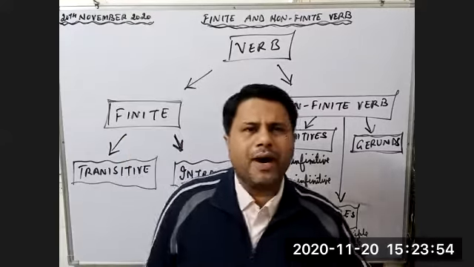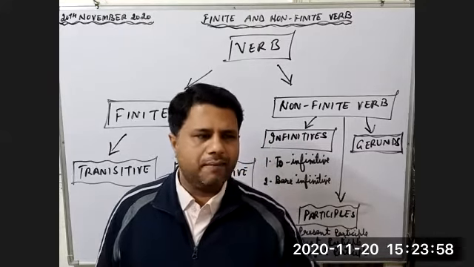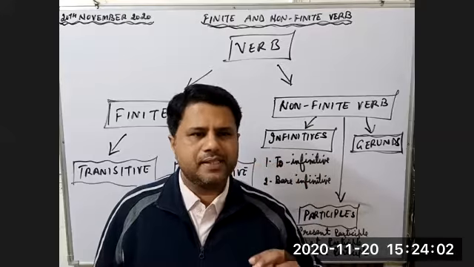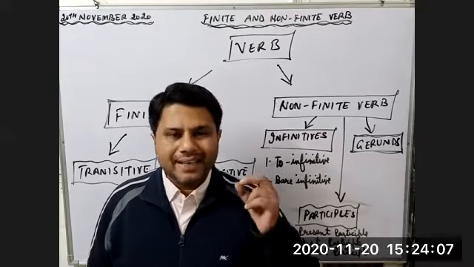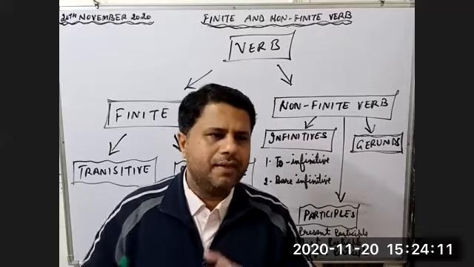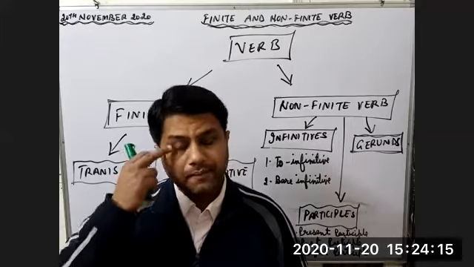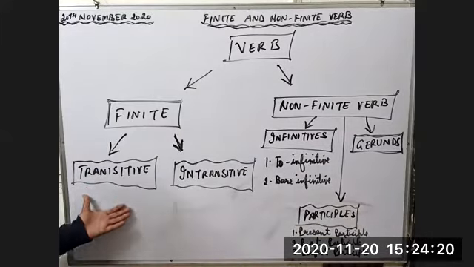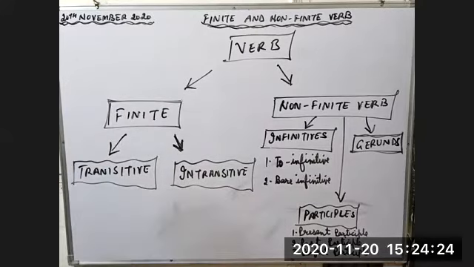Children, so far we have discussed the definition of finite verb with examples, the definition of non-finite verb with examples, and then the third thing we have discussed is the classification of verb into finite and non-finite verb, further divided into subforms. Let's start with the first type of verb now, that is transitive verb. Then intransitive, then we come to non-finite verbs.